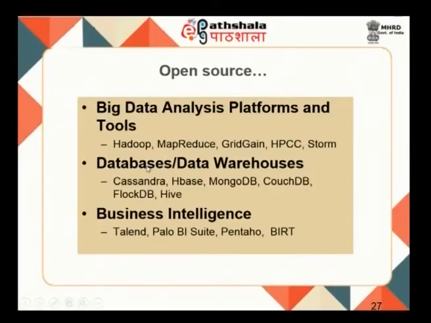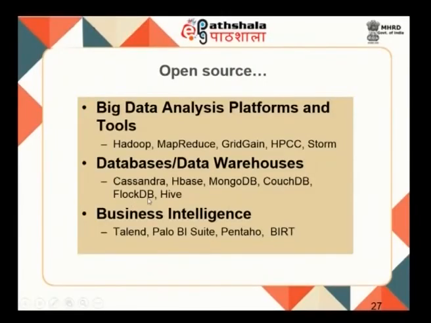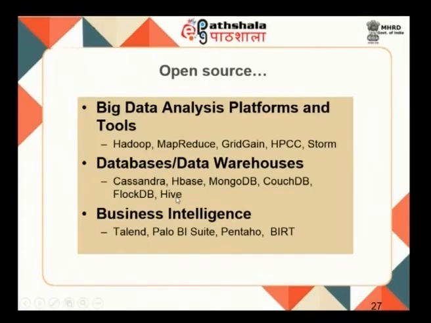Then there are open source tools that are databases or data warehouses. We have Cassandra, HBase, MongoDB, CouchDB. CouchDB is associated with Facebook, and we have FlockDB. In FlockDB there is a provision for holding graph data, and Hive is the underlying database for the Hadoop environment. Then we have various open source business intelligence tools like Talend, Palo Business Intelligence Suite, Pentaho, and BIRT, the Business Intelligence and Reporting Tools. BIRT is fundamentally a business intelligence report generating technique.